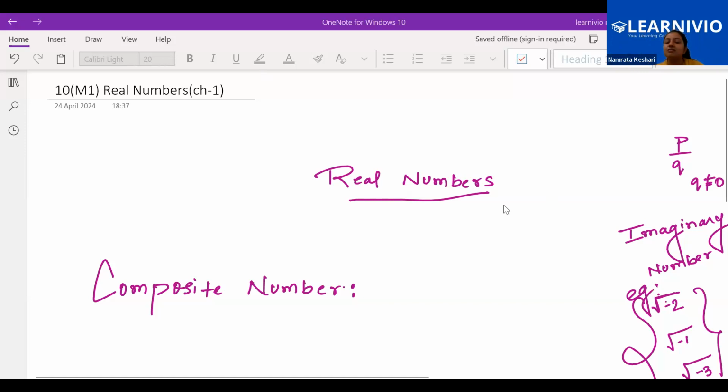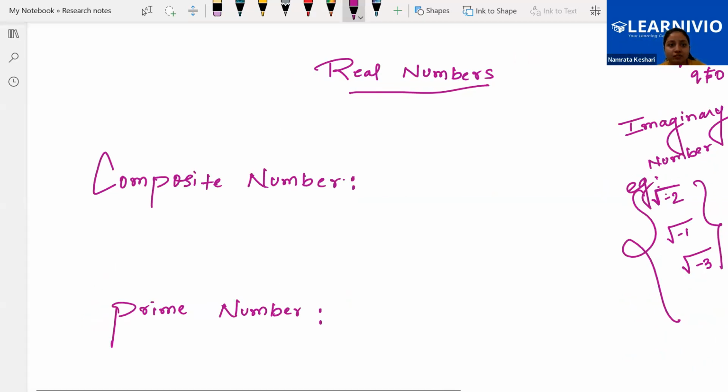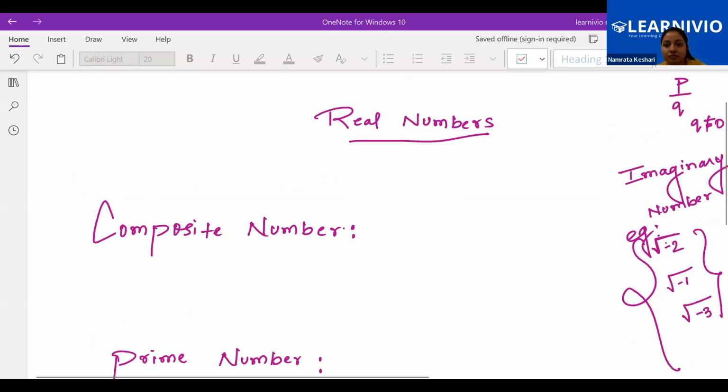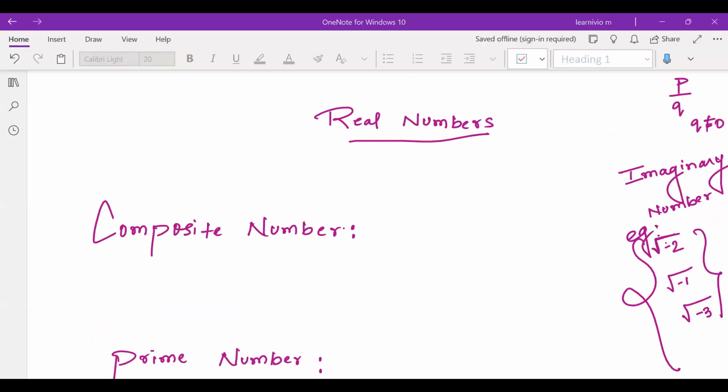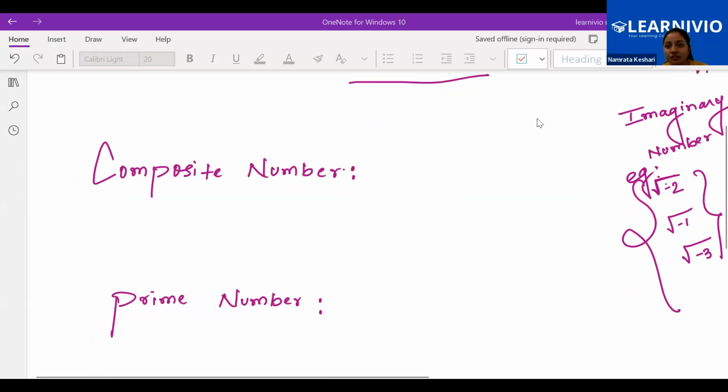Okay, let's start. I was talking about composite numbers. Can you please let me know what a composite number is? Anyone? Numbers that have more than two factors. Yes, who said that? Yes, Maha. Any number which has more than two factors is called a composite number.